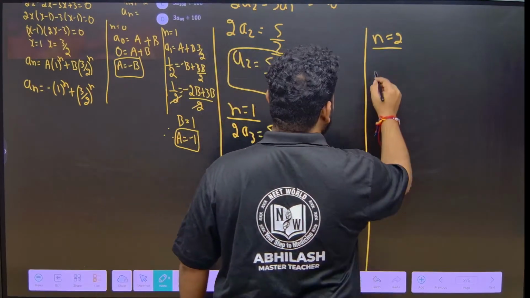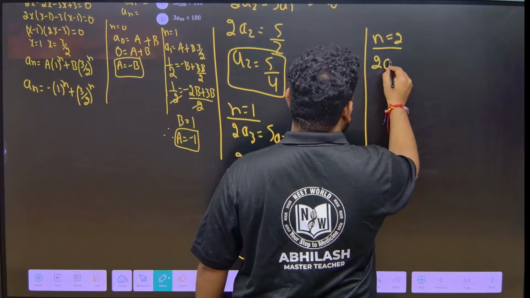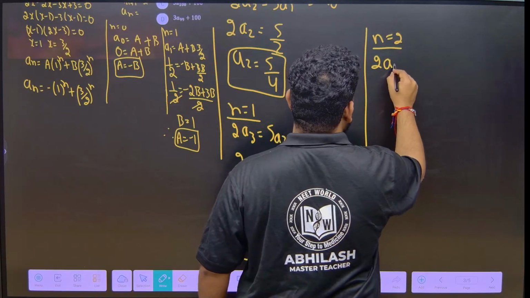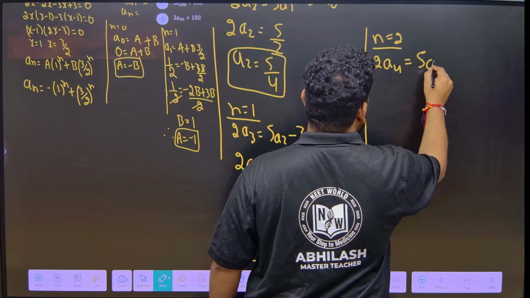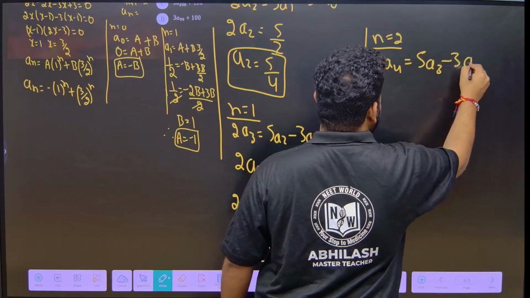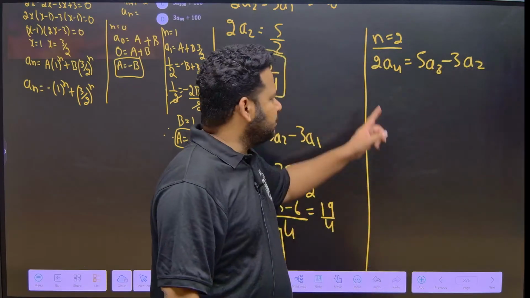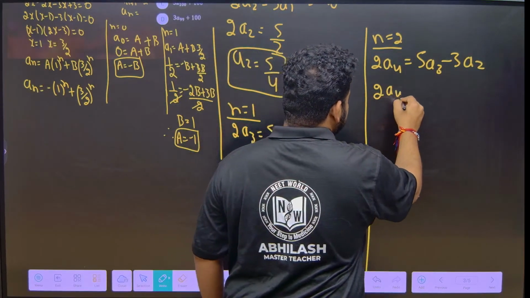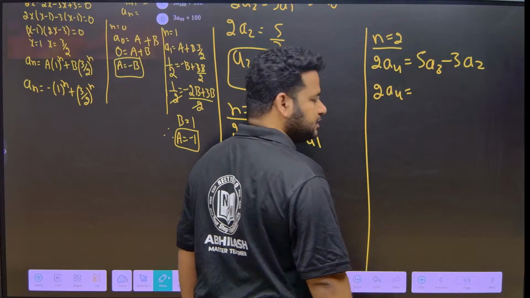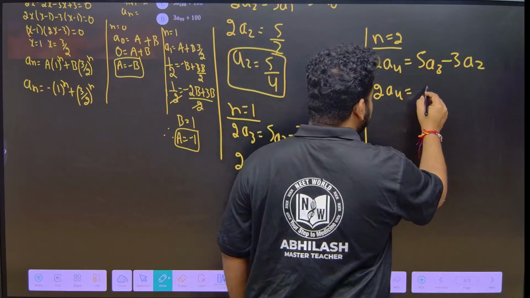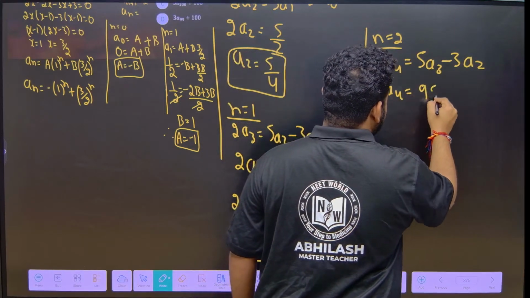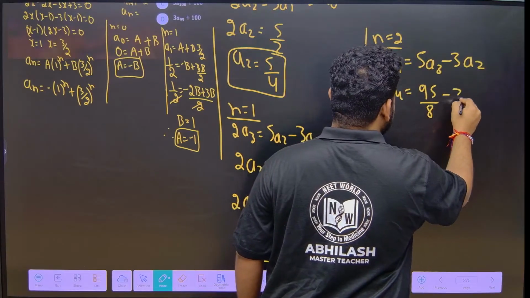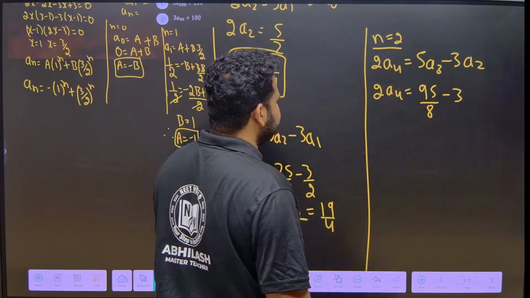If I put n is equal to 2, I will get 2 times A3, 2 times A4 is equal to 5 times A3 minus 3 times A2. This is what I will get if I put n is equal to 2. So, 2 times A4 is equal to 5 times A3. A3 is equal to what? 19 by 8. So, this will be 19 into 5, which is 95 by 8, minus 3 times A2. A2 is what? A2 is 5 by 4.